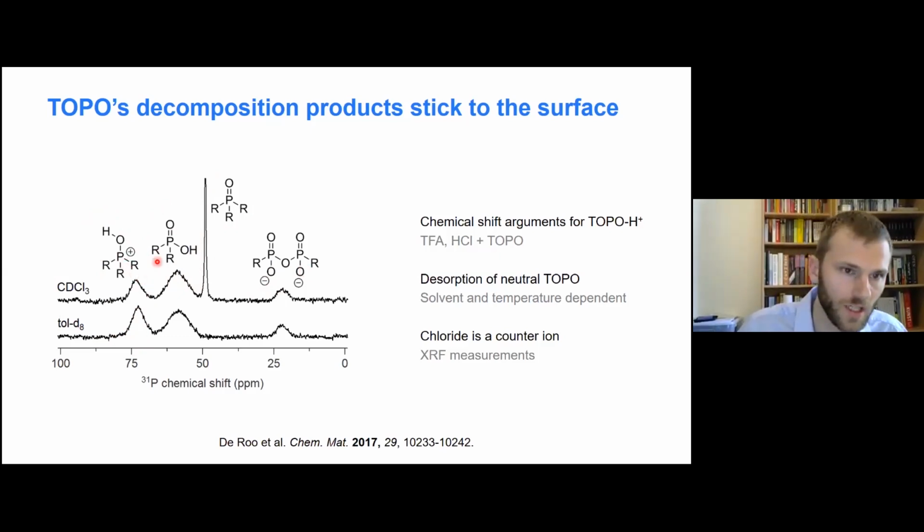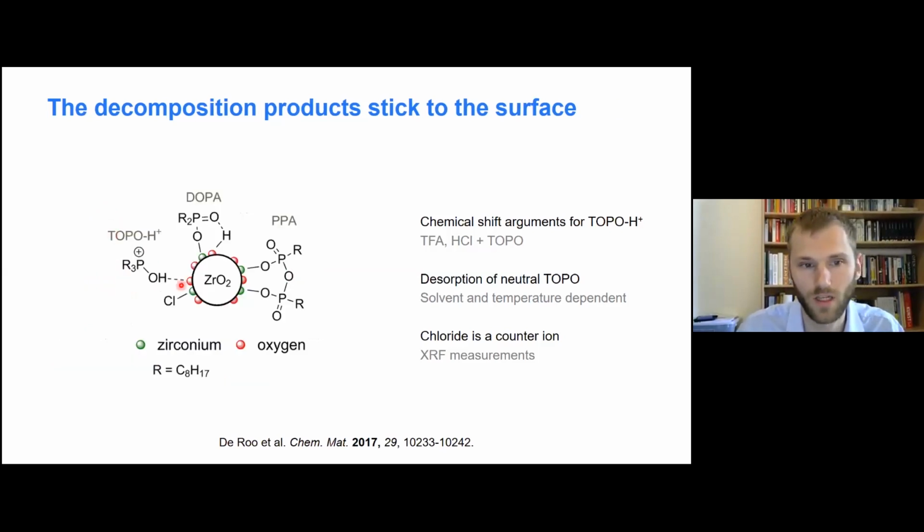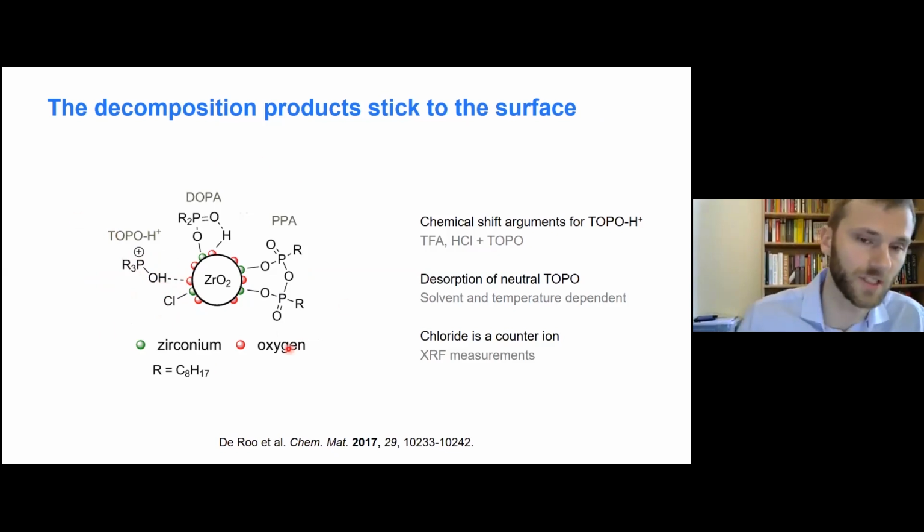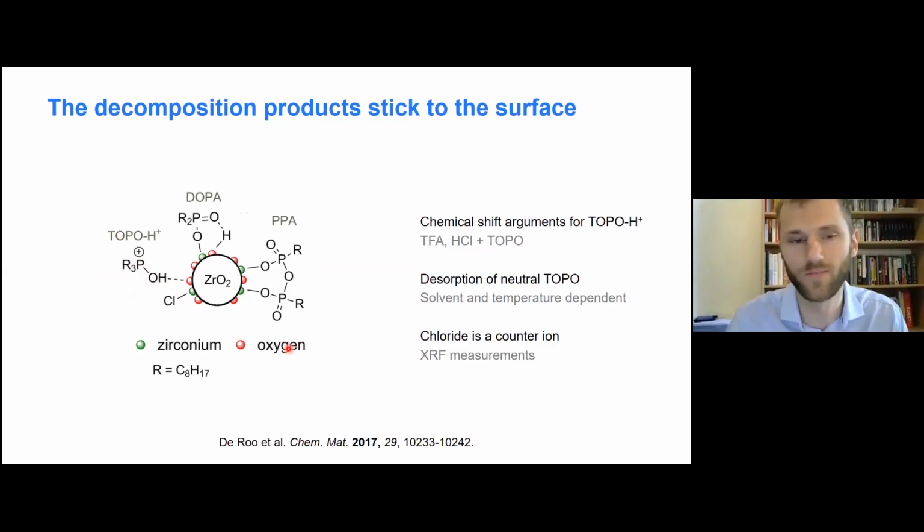I should also say that we have here a positive charge, and this is balanced by chloride. So you can also think of this as hydrogen chloride on the surface, and then TOPO being hydrogen bonded to it. So this is a very complex surface chemistry. And for any application, that's undesired. And so we want to clean this up a little bit.